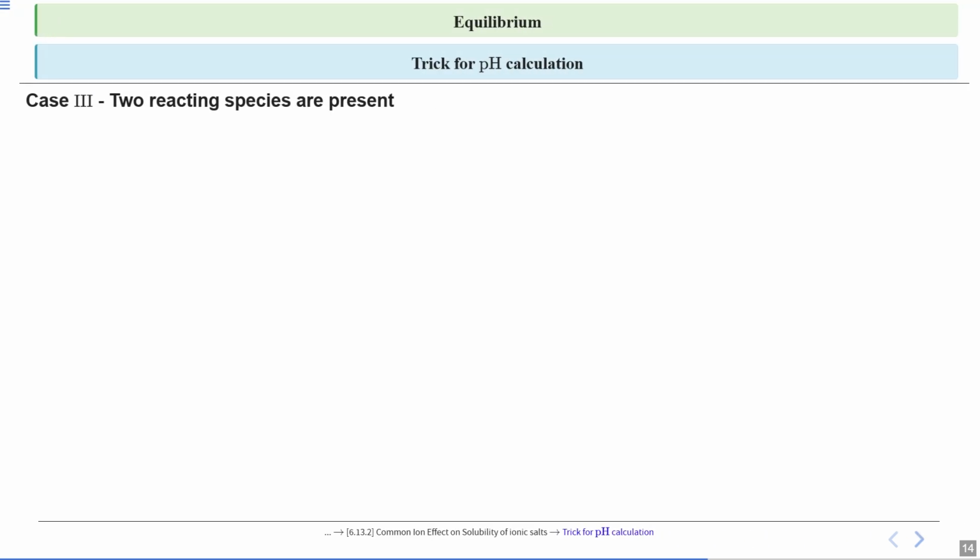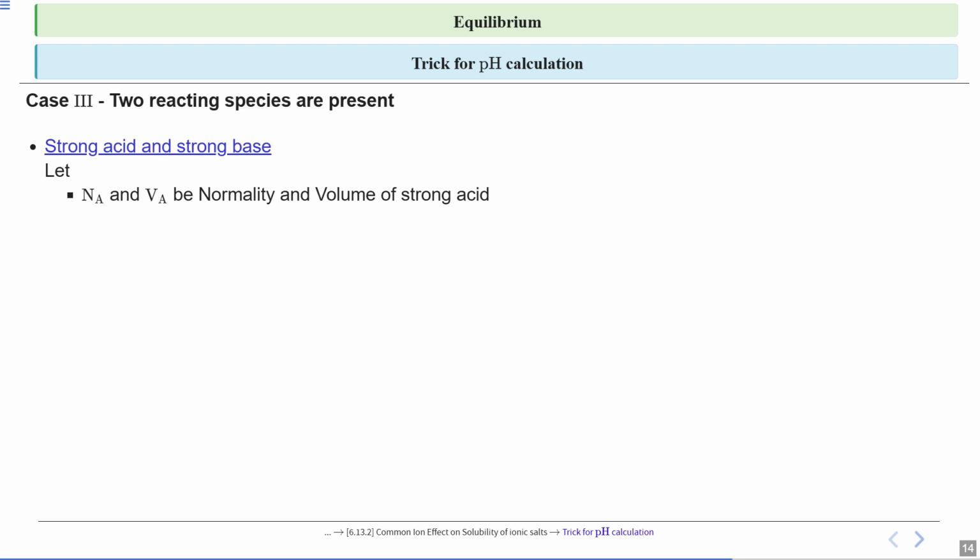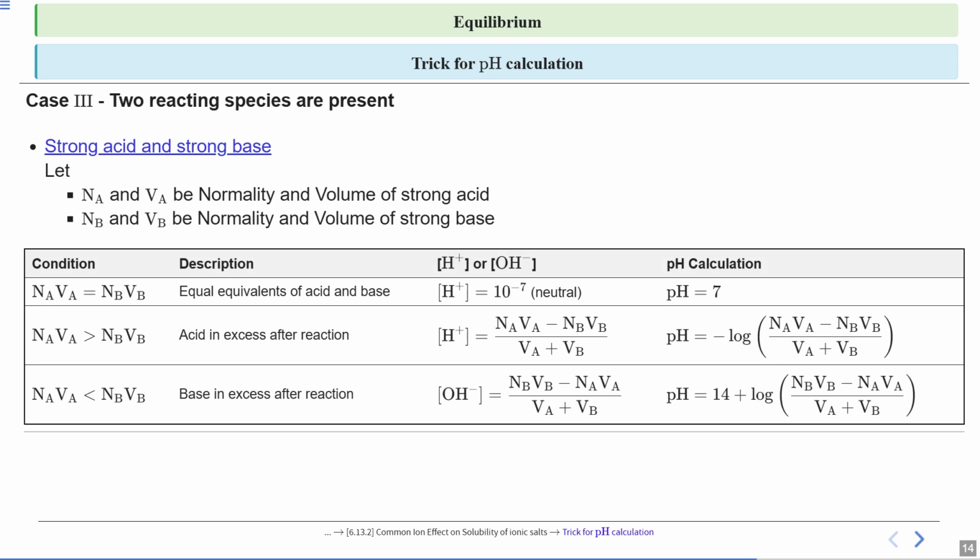Moving on to case 3, where we have two reacting species. First, we have taken acid and base as strong, and in this we are considering that NaVa is the normality and volume of the strong acid, and NbVb is the normality and volume of the strong base.